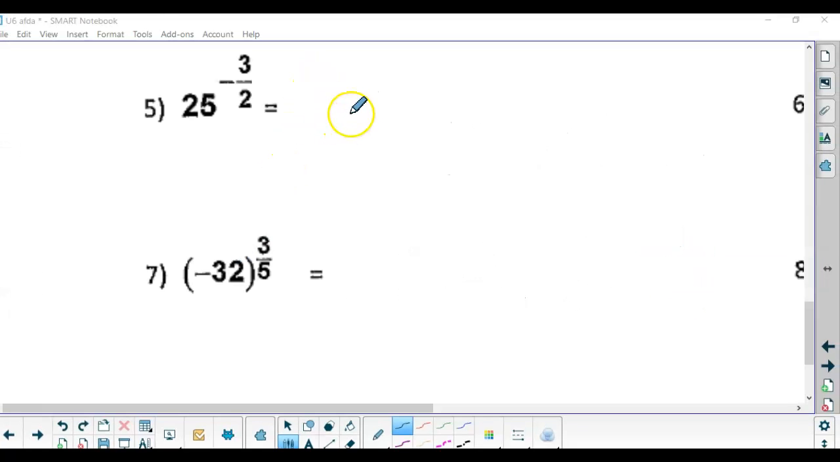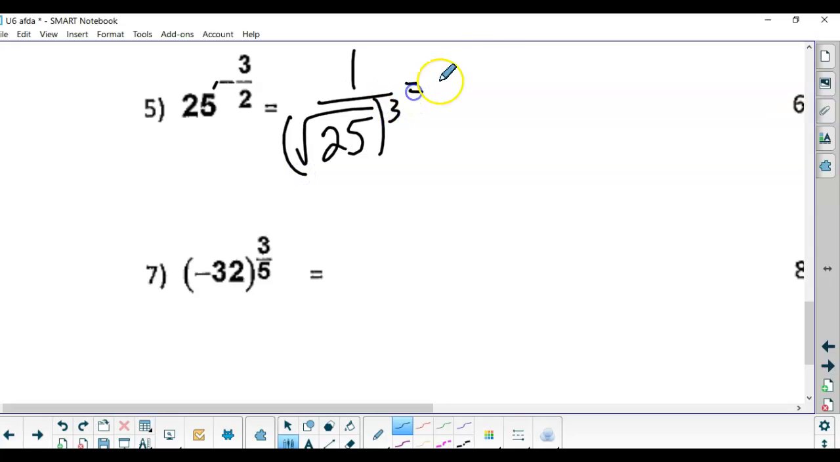Number 5 is, once again, a fraction, so it's going to be 1 over 25. And then I'm going to go ahead and take the square root of 25 and cube it. So that's going to be 1 over 125.